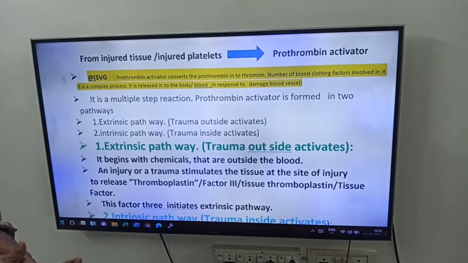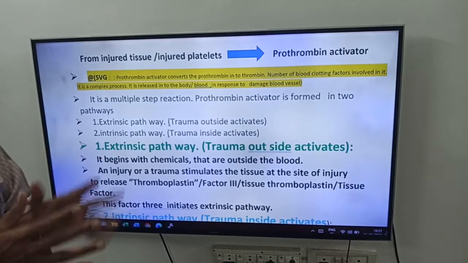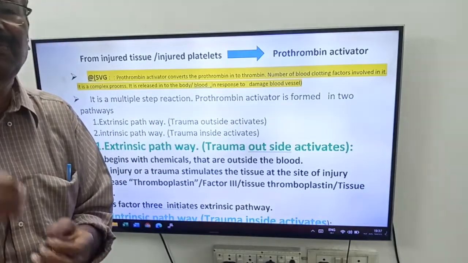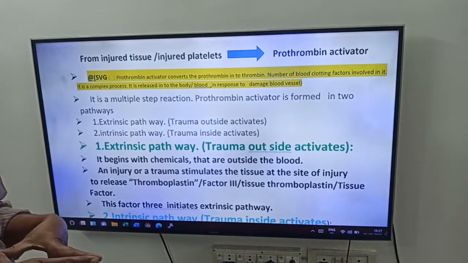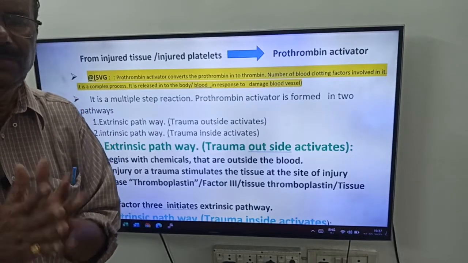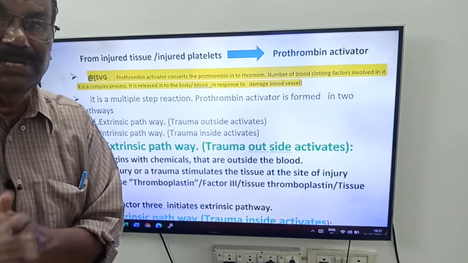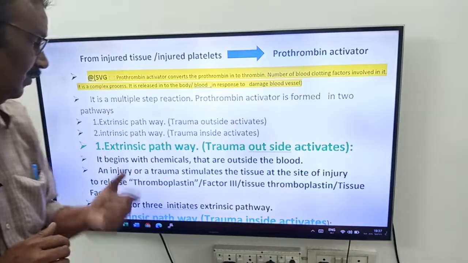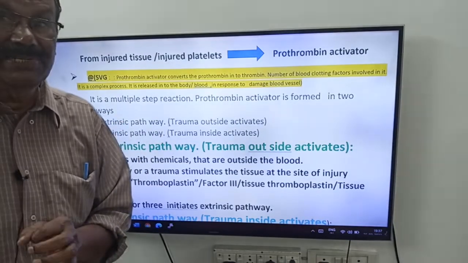The formation of prothrombin activator is a multi-step process, friends. Remember one important thing: the process of formation of prothrombin activator takes place in two ways, or two pathways. What are those two pathways? One is the extrinsic pathway, another one is the intrinsic pathway.